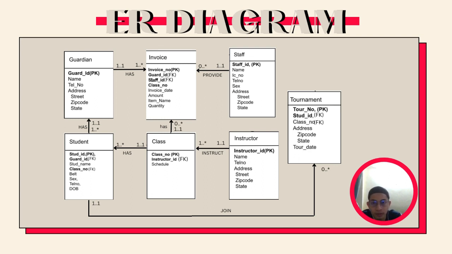I'm going to present the ER diagram for our company. I'm going to start with the guardian. In the guardian, we have guard ID as the PK, name, phone number, address, with street, zip code, and state. So one guardian can have many invoices, and one invoice.